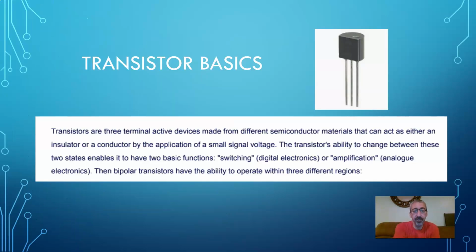What is it? It's a 3-terminal device. It's made of semiconductor materials, and it can act as either an insulator or a conductor by applying a small signal voltage. The transistor's ability to change between the two states, on or off, allows it to have two basic functions, switching or amplification. So bipolar transistors have the ability to operate within 3 different regions.